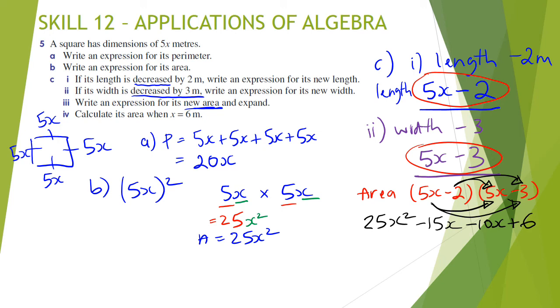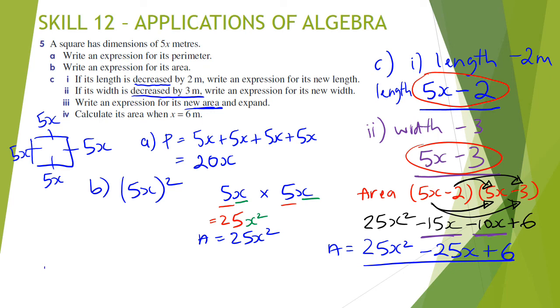Now we need to collect any like terms. So we've got an x and another x in the middle. They're the only like terms. So our final answer: 25x squared. Negative 15 take 10 is negative 25x, and then plus 6 on the end. This is our new expression for the area.